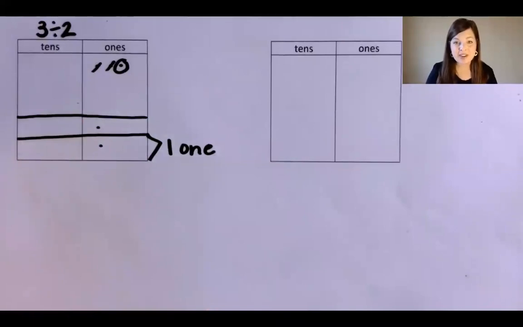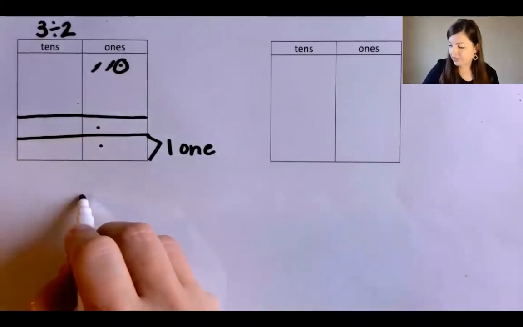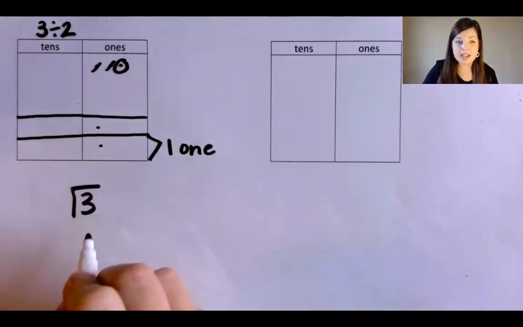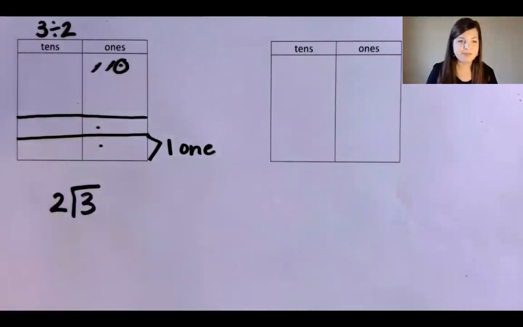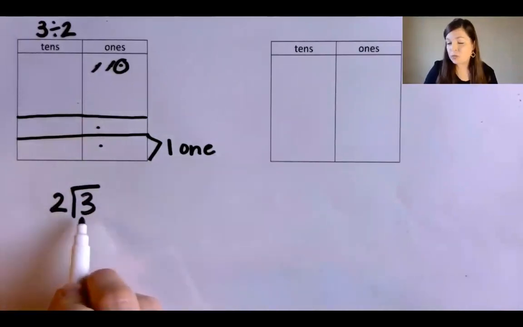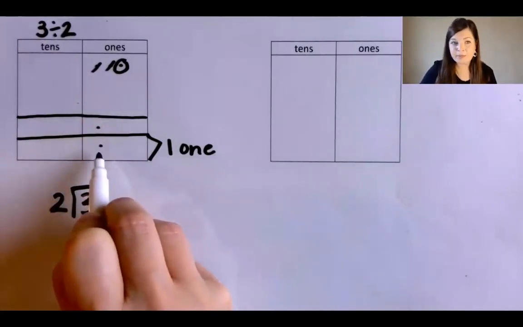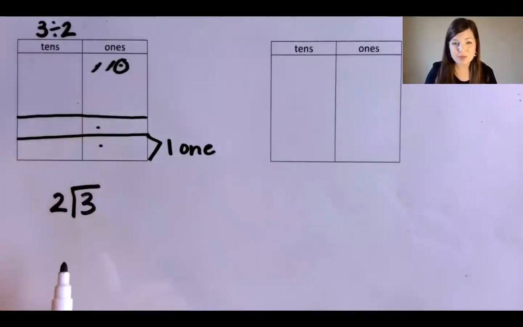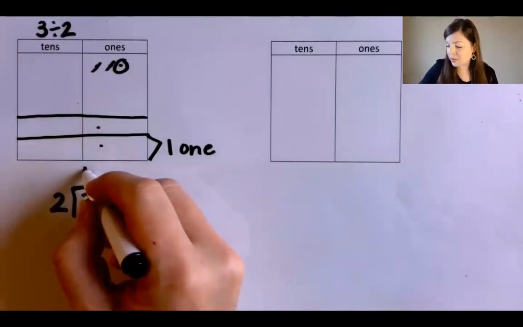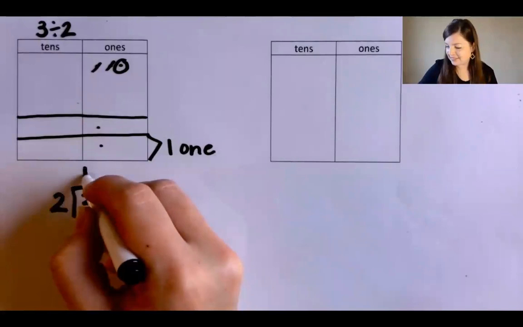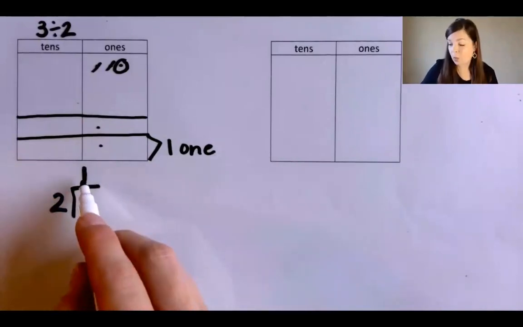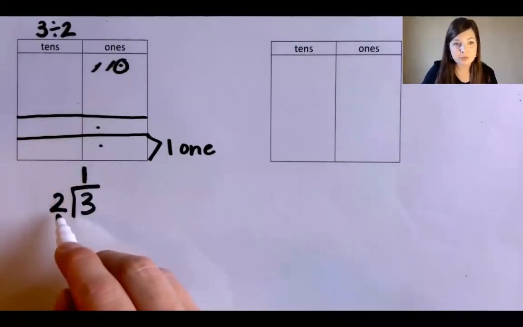Now let's solve 3 divided by 2 using long division. First, let's set up our long division. 3 divided by 2. We had 3 ones to share equally with 2 groups. How many ones were in each group? 1 one was in each group, so we can record 1 one in the quotient. So we shared 1 one with each of 2 groups.